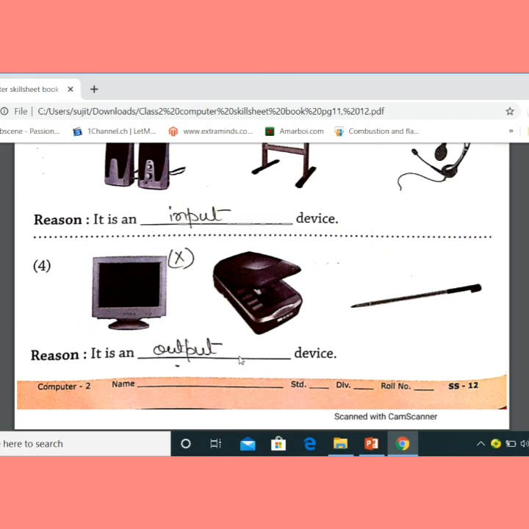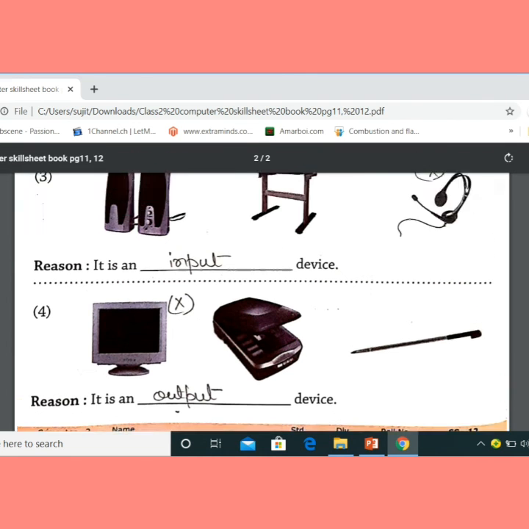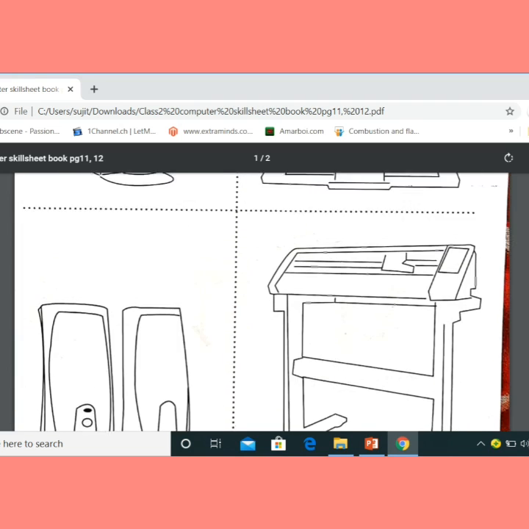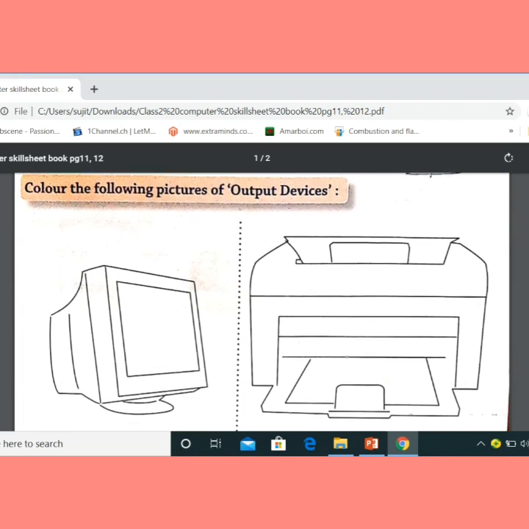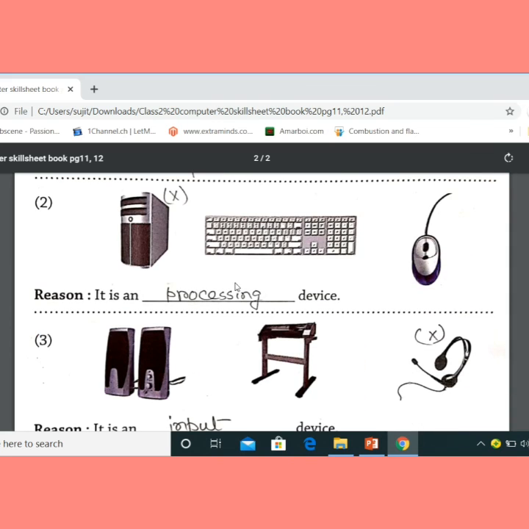So I think all of you understood the task. This is page number 11 and 12 of your skill sheet book. First read the topic from your computer book, then solve these two pages of the skill sheet book. Okay students, so thank you and take care.